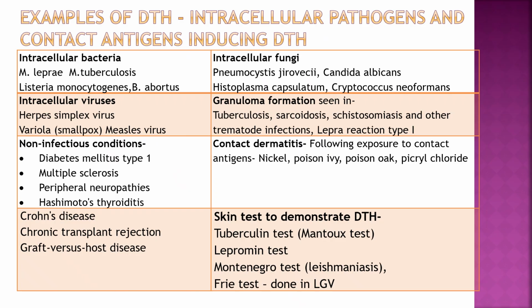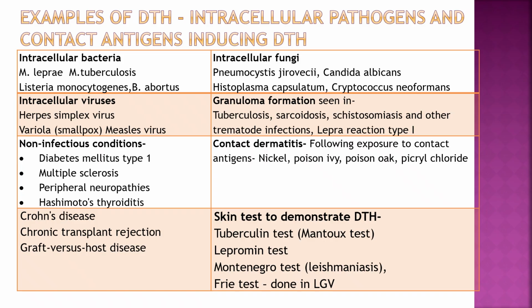Examples of DTH: intracellular and contact antigens inducing DTH. Intracellular bacteria, example M. leprae, M. tuberculosis, Listeria, and Brucella abortus. Intracellular viruses: herpes simplex virus, variola, smallpox, measles virus. Intracellular fungi: Pneumocystis jirovecii, Candida albicans, Histoplasma, Cryptococcus. Granuloma formation is seen in tuberculosis, sarcoidosis, schistosomiasis and other trematode infections, and lepra reaction type 1.